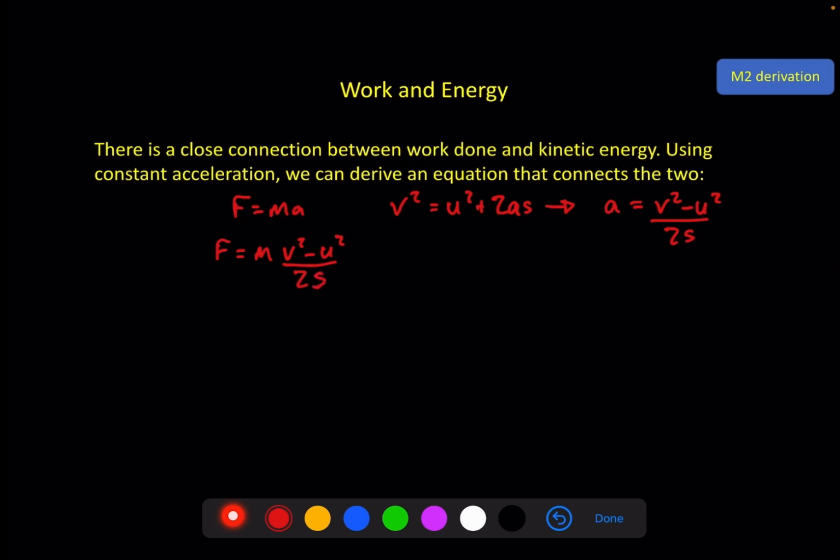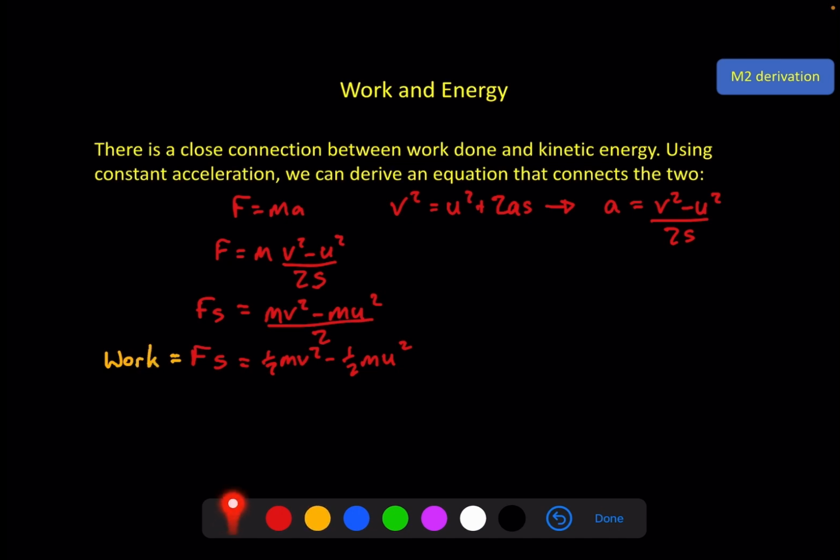Now if I take the s up on the other side, we get F times s equals mv squared minus mu squared over 2. And just taking those apart, we get half mv squared minus a half mu squared. And the reason to do that is because we get Fs, force times distance, which we know is equal to work done.